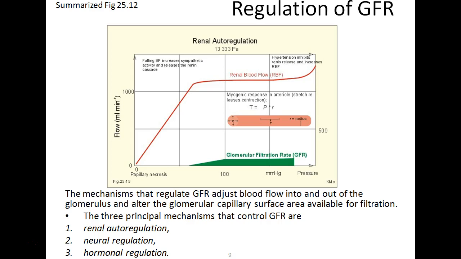So what controls this GFR? Well, we have three main mechanisms. We have renal autoregulation, neural regulation, and hormonal regulation. So let's go ahead and look into each one of those three.